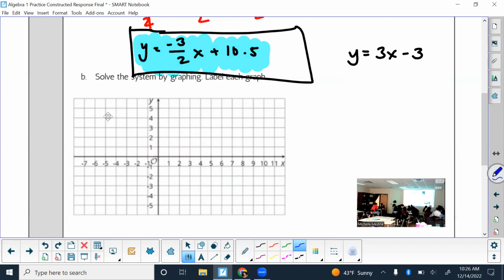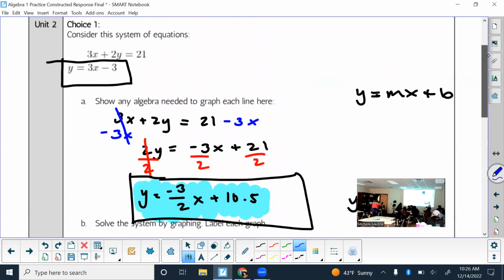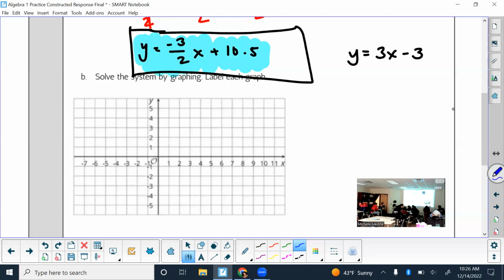Y-intercept for that one is 10.5. It looks like it's off the graph. Yeah, they didn't put a good graph on this one. I know on the actual final, it does fit on here. So really, it would be off of the graph. So I'm going to just sketch it on the side. So y-intercept. Going in the positive direction would be going up. So 1, 2, 3, 4, 5, 6, 7, 8, 9, 10, 11. And 10.5 is between 10 and 11 up here.